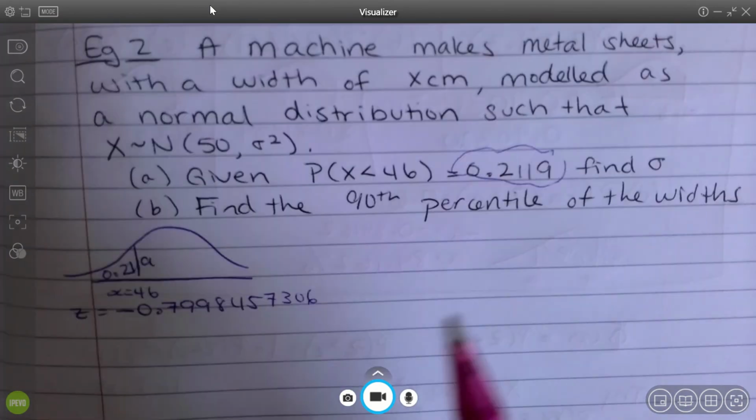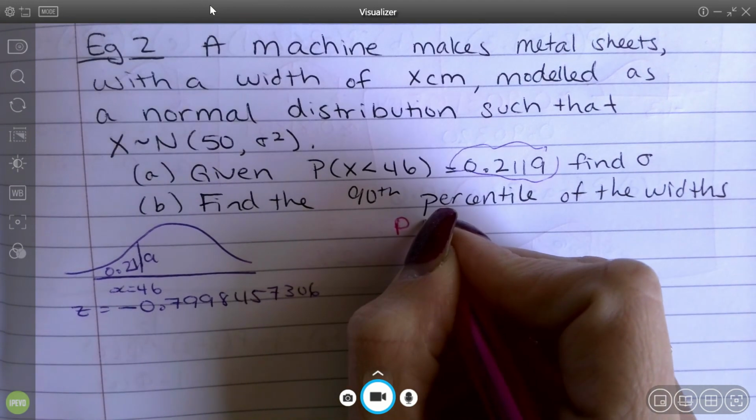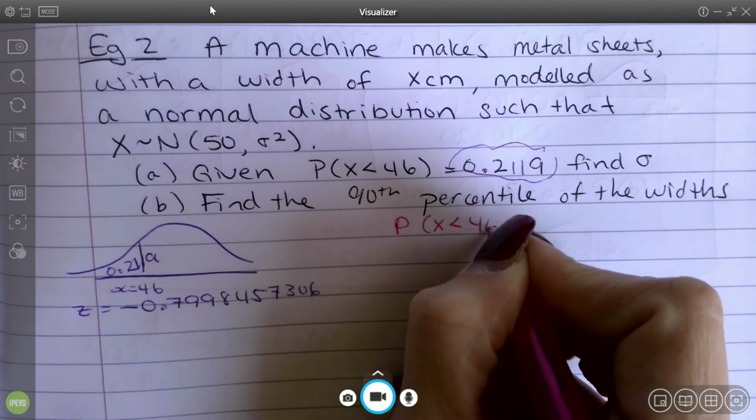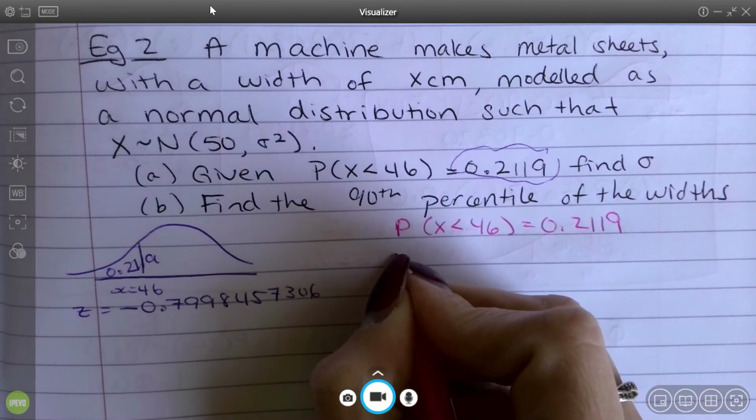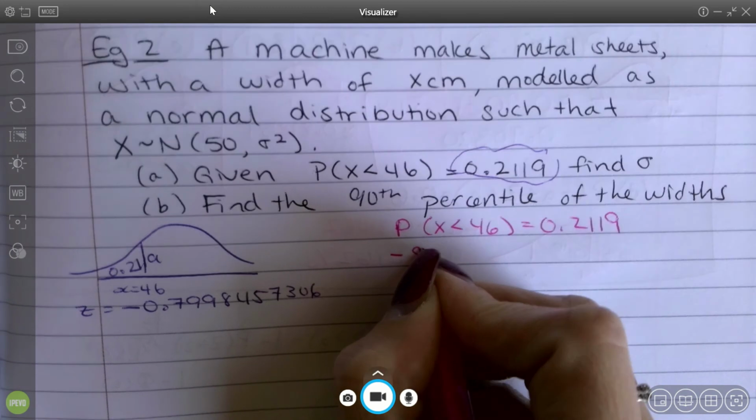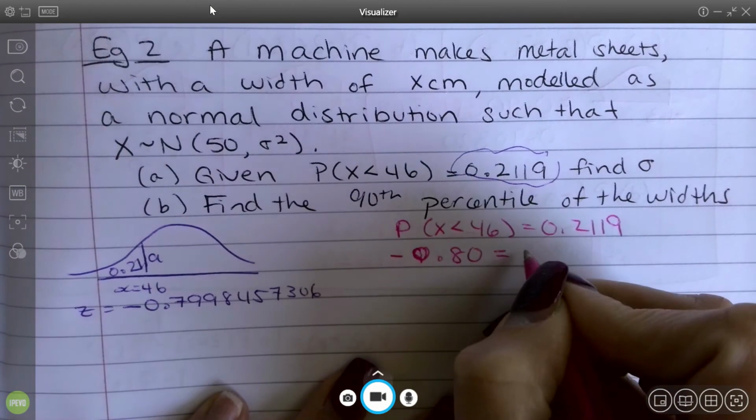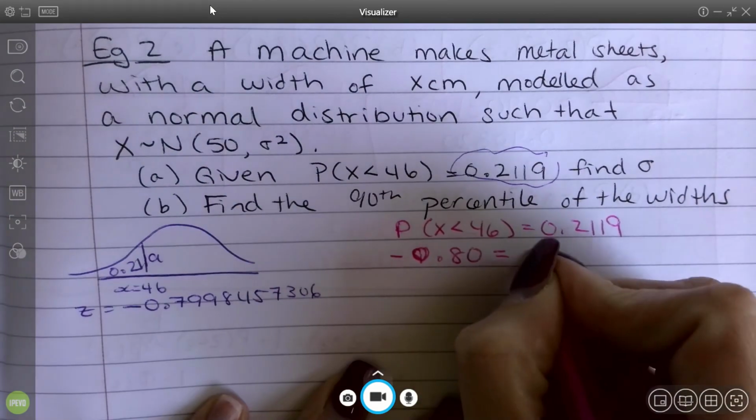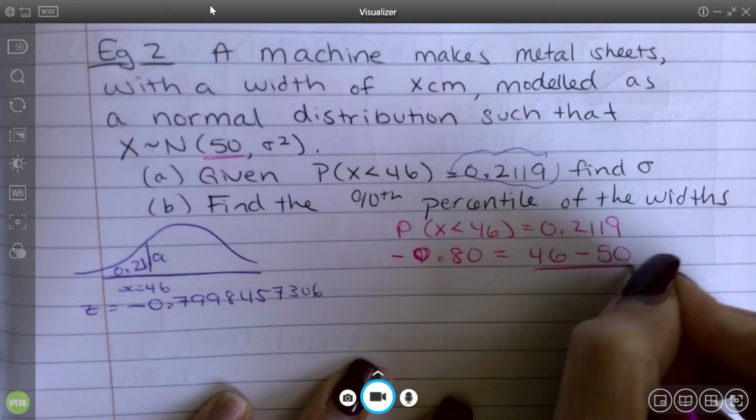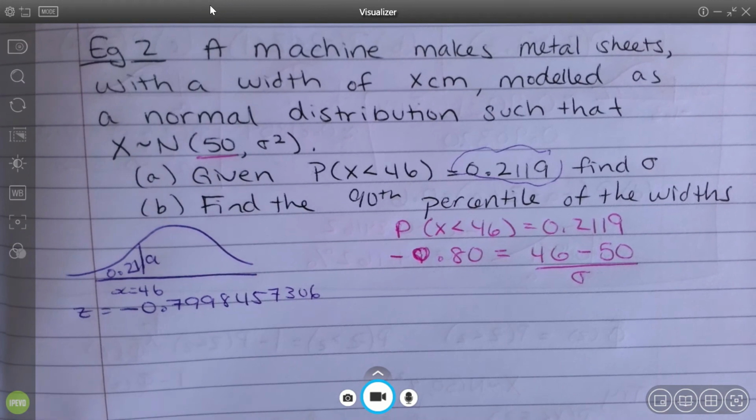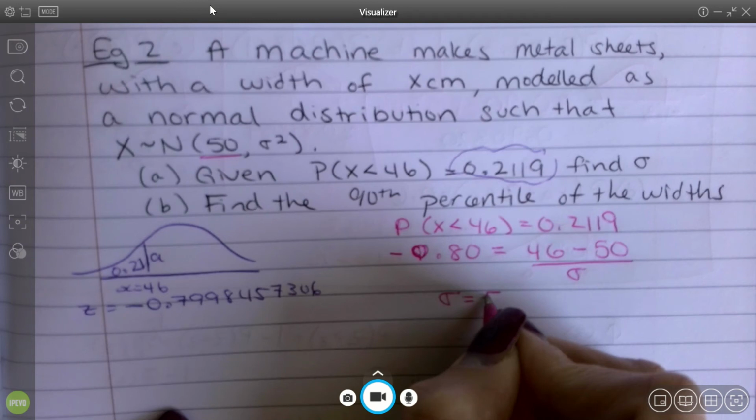So we're going to say that the probability that X is less than 46, we know is the 0.2119, and that is equivalent to the Z value of negative 0.80, and if we use it, X minus mu, which we do know in this case is 50, divided by sigma, which we don't know. We can now go ahead and solve it, and you should end up with sigma is 5.